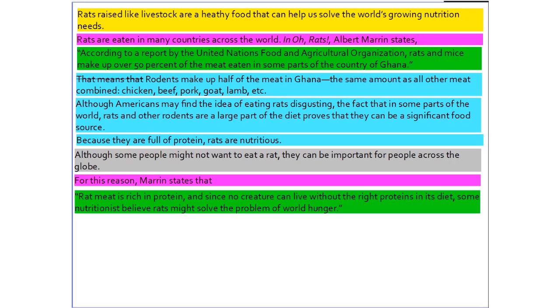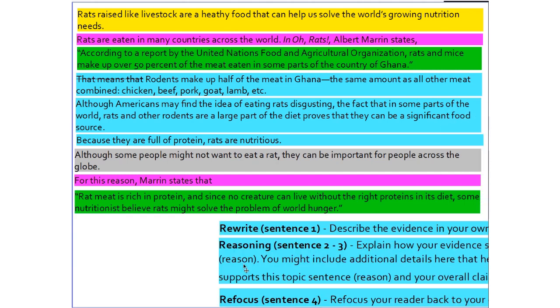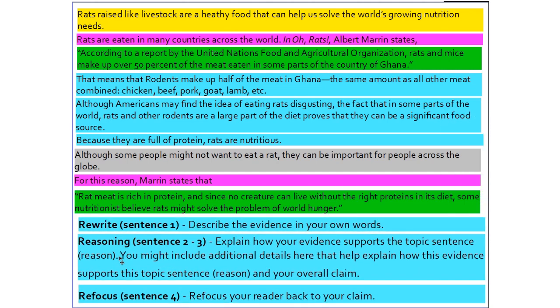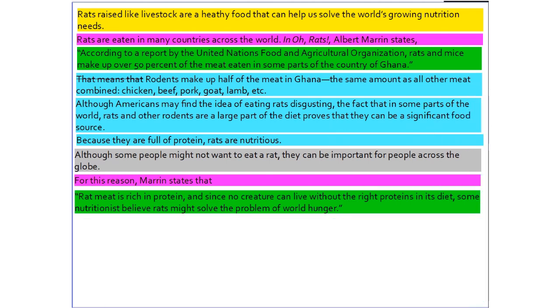Okay, so now we're going to come back to explanation, and we're going to follow these steps again. We're going to rewrite, write our reasoning, and refocus. Here's my example.